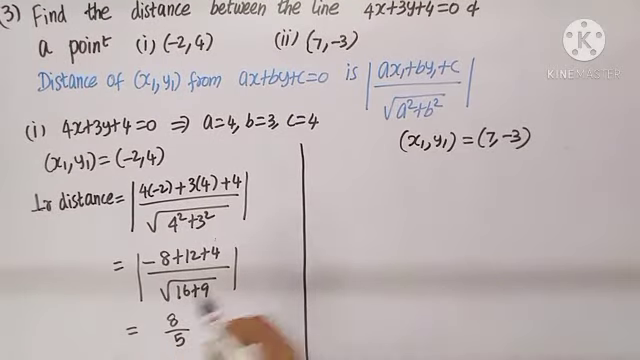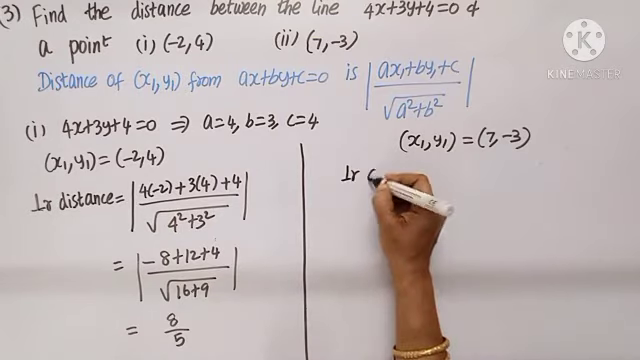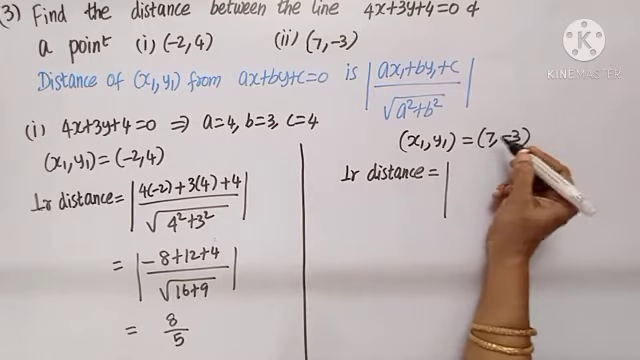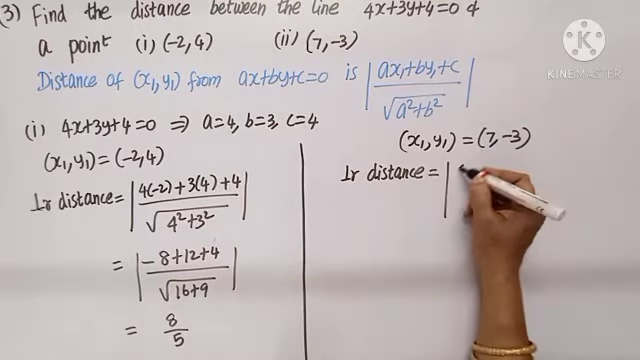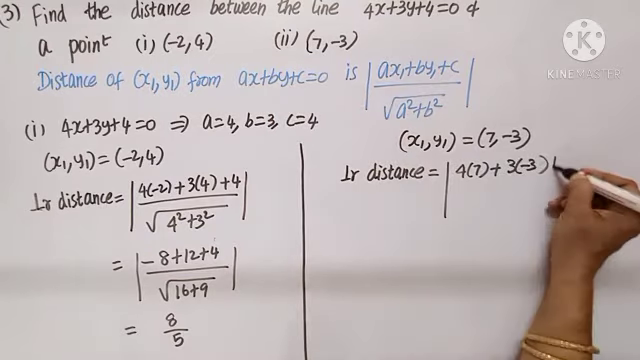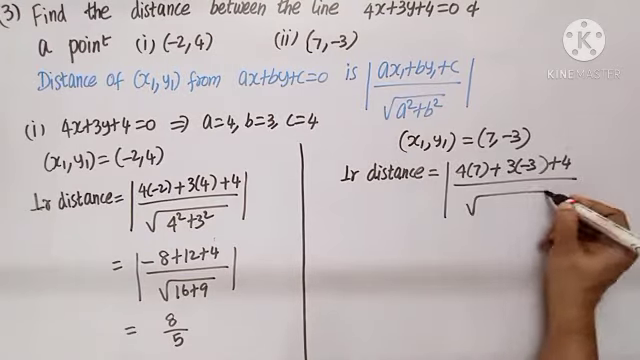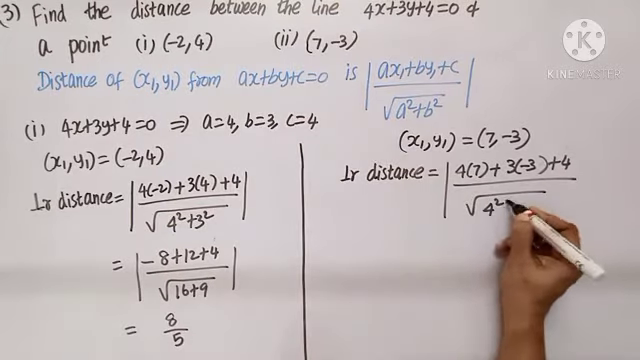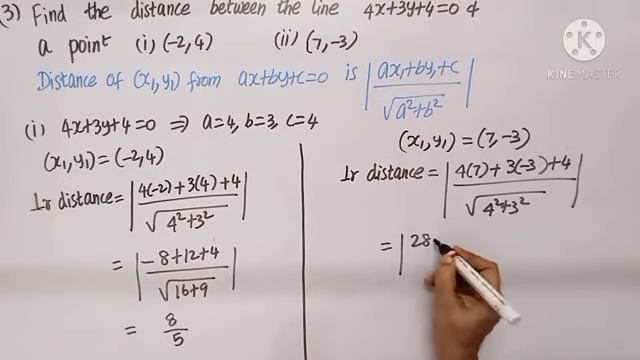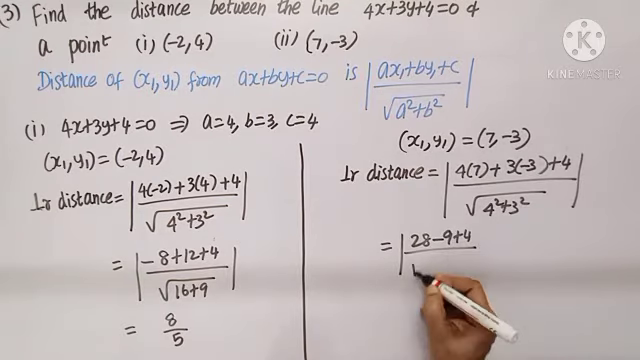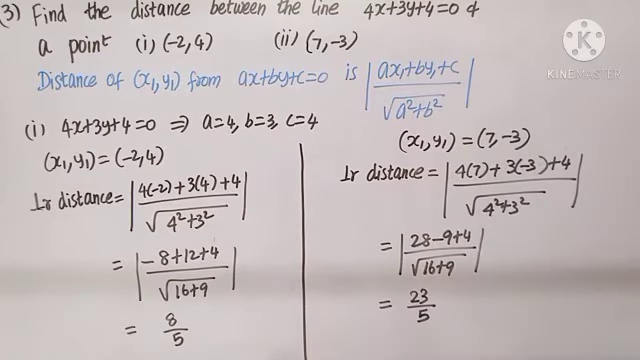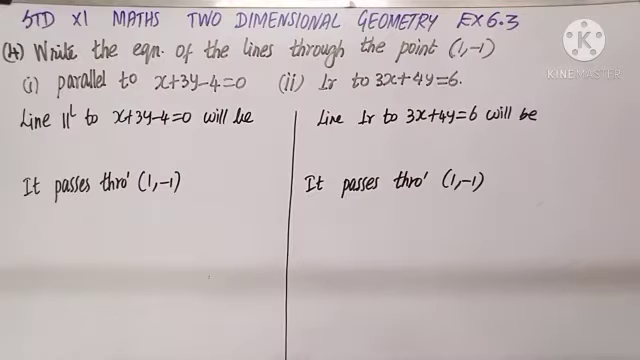The same pattern let us apply here. The perpendicular distance here, x1, y1 is 7 and minus 3. 4 into 7 plus 3 into minus 3 plus 4 by root of a square plus b square, 4 square plus 3 square. Simplifying this, 28 minus 9 plus 4 by root of 16 plus 9, that is 23 by 5, and hence the problem.